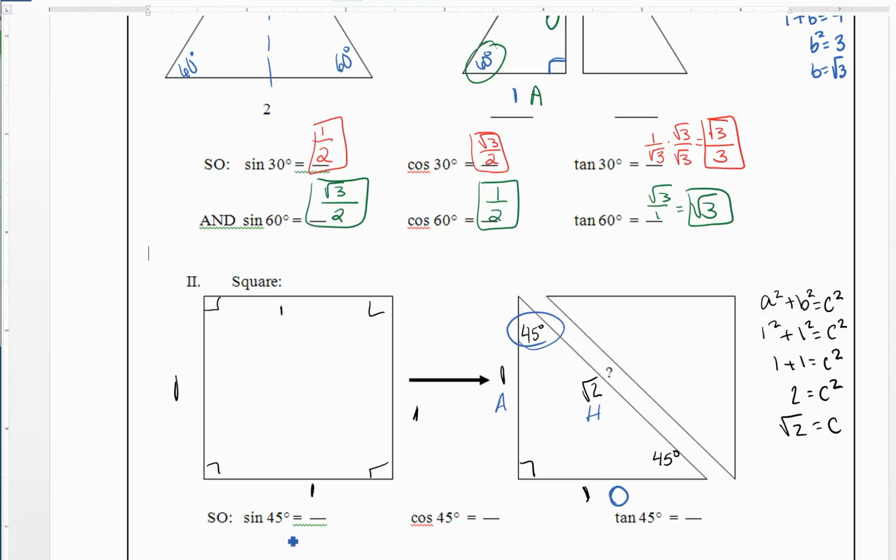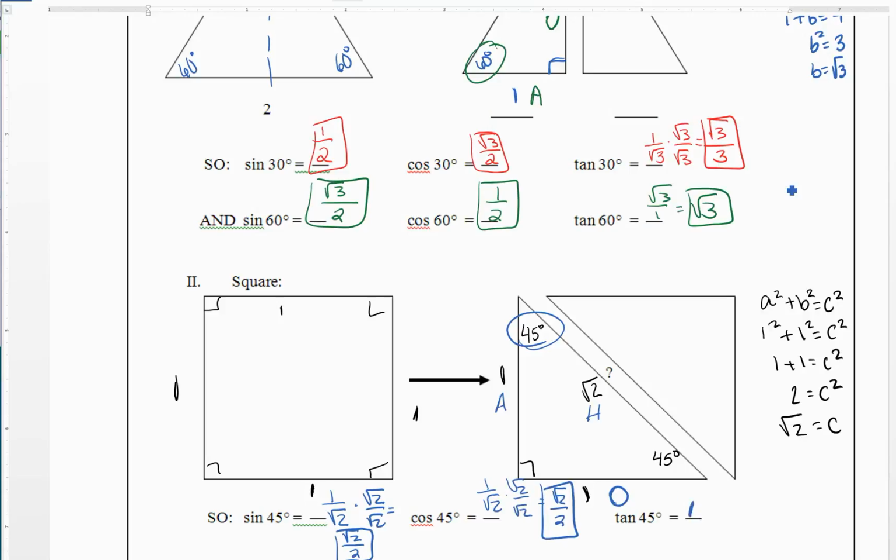So sine of 45 degrees will be opposite over hypotenuse, or 1 over square root of 2, which to rationalize this we need to multiply by square root of 2 over square root of 2, which would give us square root of 2 over 2. Cosine is going to look very similar. We still have a 1 in the adjacent spot, so 1 over square root of 2, which when we rationalize it becomes square root of 2 over 2. And tangent, opposite over adjacent, would be 1 over 1, which is just 1.